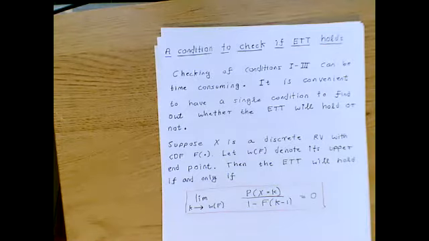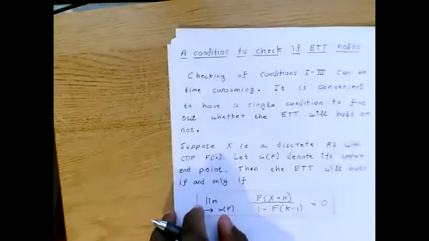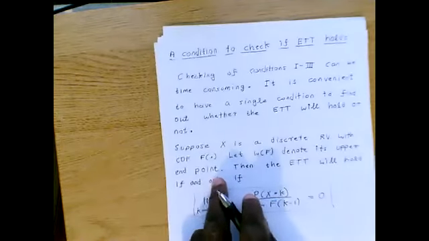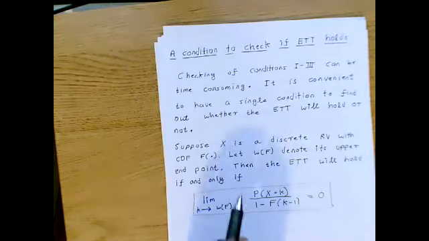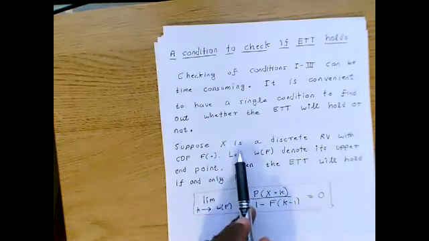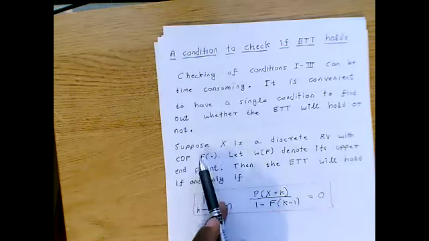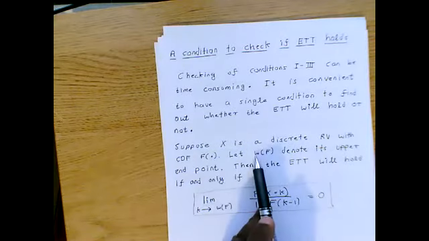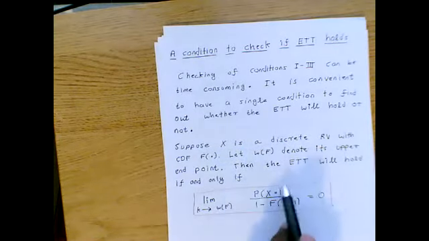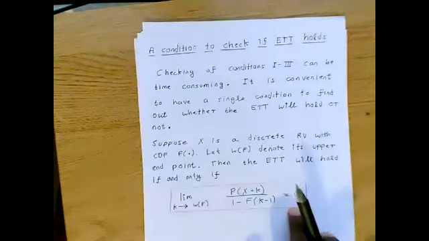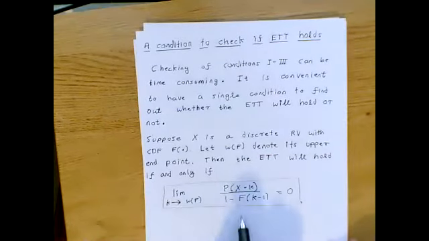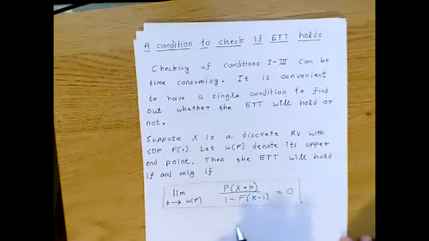So the question is, is there a way to check whether the extremal types theorem will hold or not? And the answer is yes. If you have a variable that is discrete with the CDF F, and W(F) denotes the upper endpoint, then the extremal types theorem will hold if and only if the following limit is equal to 0. That's a very beautiful condition.